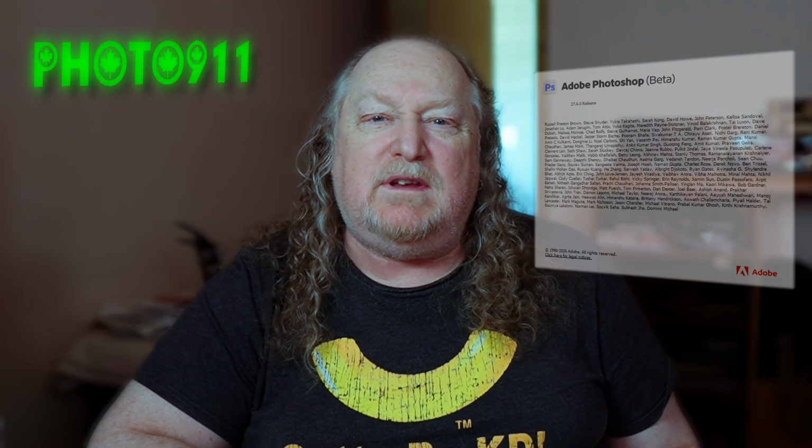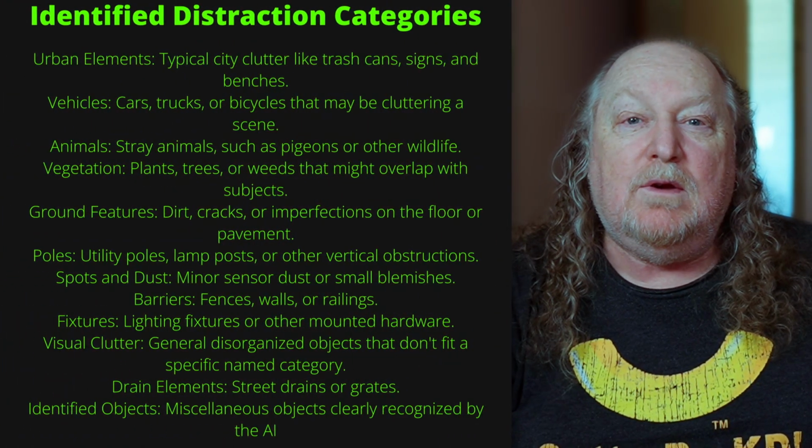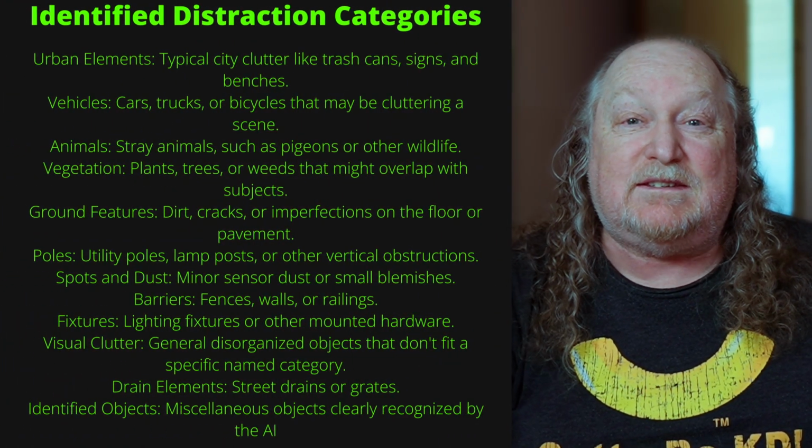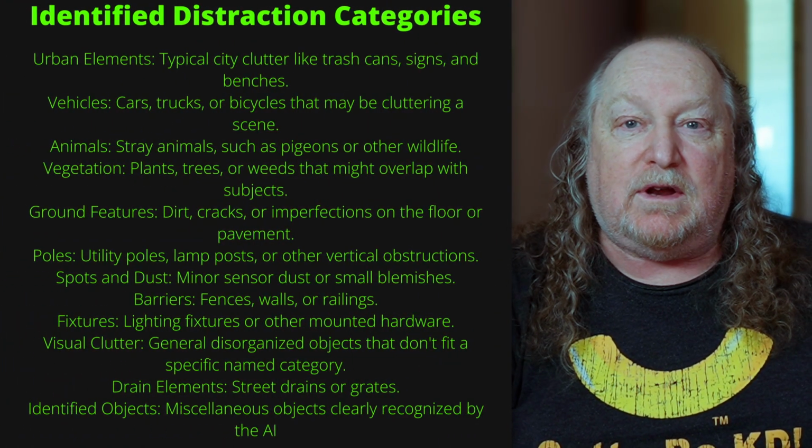Adobe and Photoshop Beta has done some incredible things in the last couple of years, but recently they came out with the new 27.6 version of the Photoshop Beta with the new Find Distractions tool, which can do up to 26 different categories of what it can automatically remove to make your picture exactly the way you want it to be. This is really cool stuff.